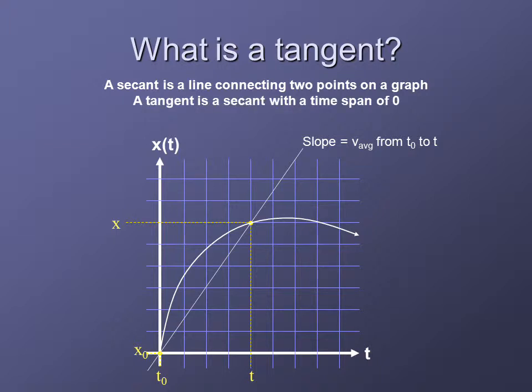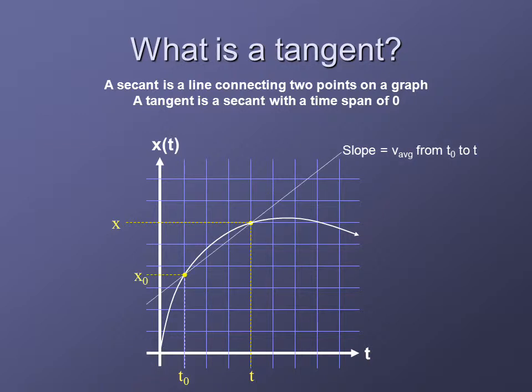Now, a tangent is a secant with a time span of 0. Okay, so what we can do is we can start bringing the point that we don't care about closer to the point that we do care about. And you notice, as we do that, the slope of this secant line changes. Now, we currently have a time span that is not 0.